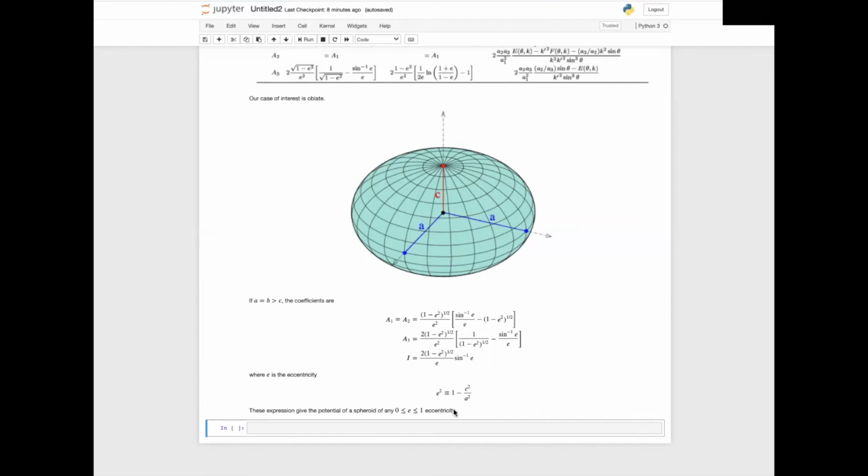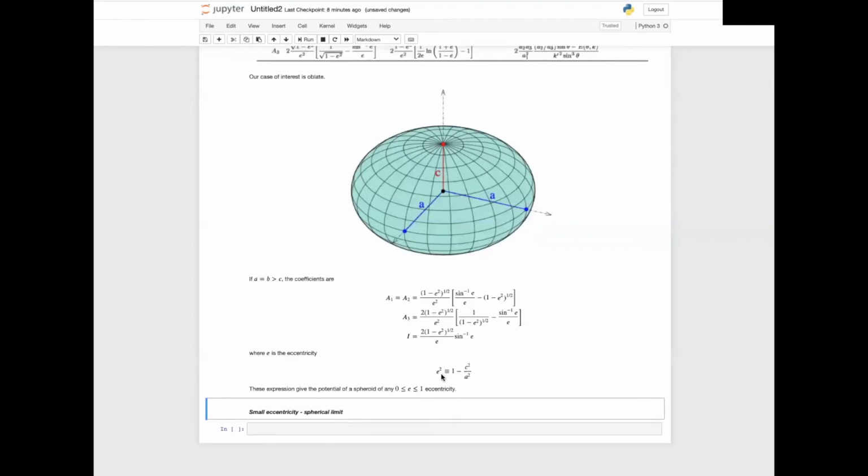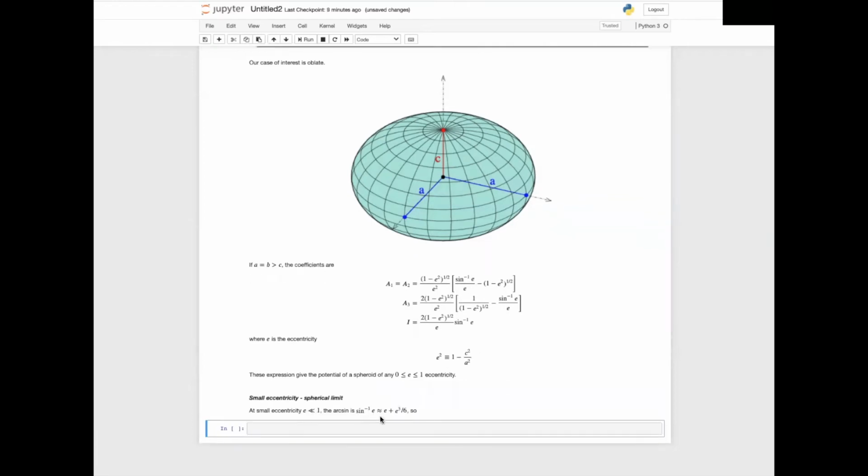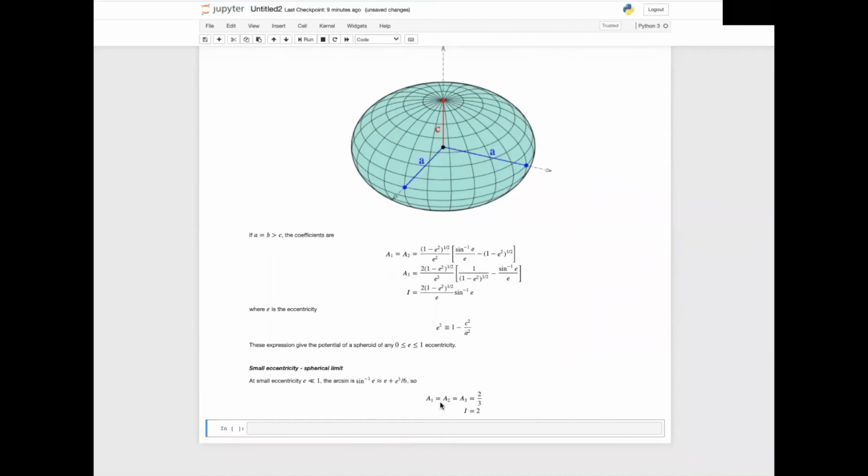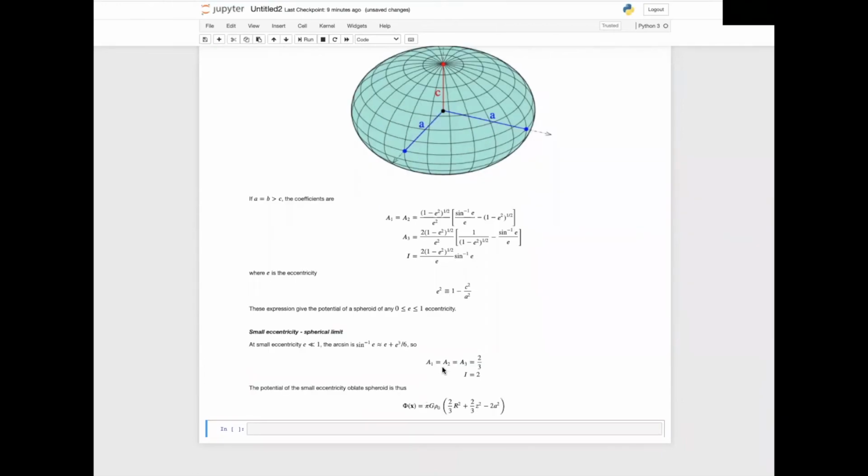Let's see if they make sense. Let's find the limits. Let's first get to the spherical limit. So at the spherical limit, the eccentricity is much, much less than 1. Also, these expressions here have the arc cosine. We can expand the arc cosine in Taylor series. Let's keep to the second term, which is a cube over 6. And with these expressions, then, we have that A1 is equal to A2 equal to A3, which is equal to 2/3. And I here is going to cancel to be equal to 2. So substituting these values of A1, A3, and I in the potential, this is what you get.